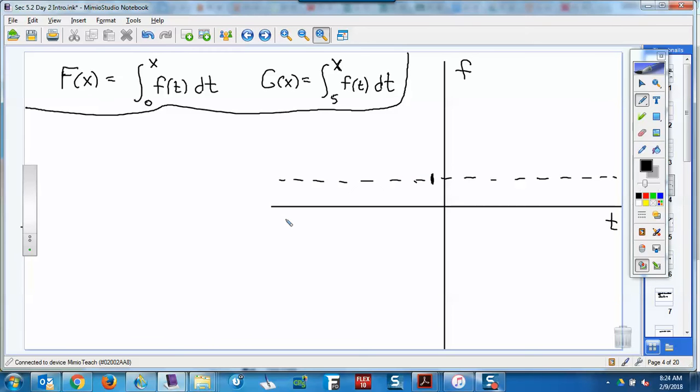Okay, so let's look at the next group. Big F is from 0 to x, big G is from 5 to x. So again, these are both antiderivatives, just the C is different because the left endpoint's different. Suppose that little f is above here, so little f's up here somewhere all the time. Little f's always up here. Well, what's that tell us? Think slope, right? Think slope right away. What's big F and big G doing?